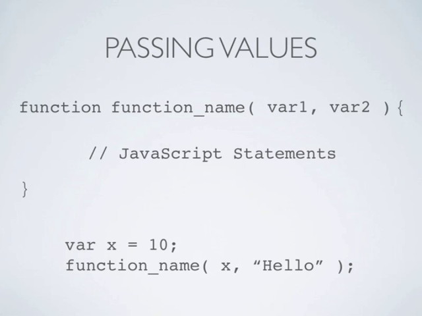Anytime we call a function and we pass it values, what JavaScript will do is it will take the values that we pass to the function when we call it, and it will assign those values to the variables that we've supplied. So the value of x will be put into the variable that here I've called variable1, var1, and the value of hello will be stored in the variable called var2.